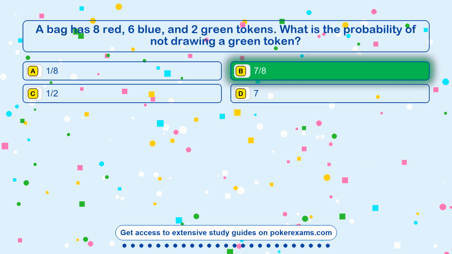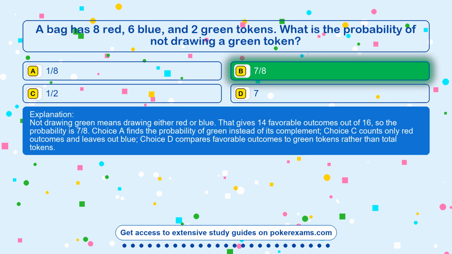The correct answer is option B, 7/8. Not drawing green means drawing either red or blue. That gives 14 favorable outcomes out of 16, so the probability is 7/8. Choice A finds the probability of green instead of its complement, choice C counts only red outcomes and leaves out blue, choice D compares favorable outcomes to green tokens rather than total tokens.